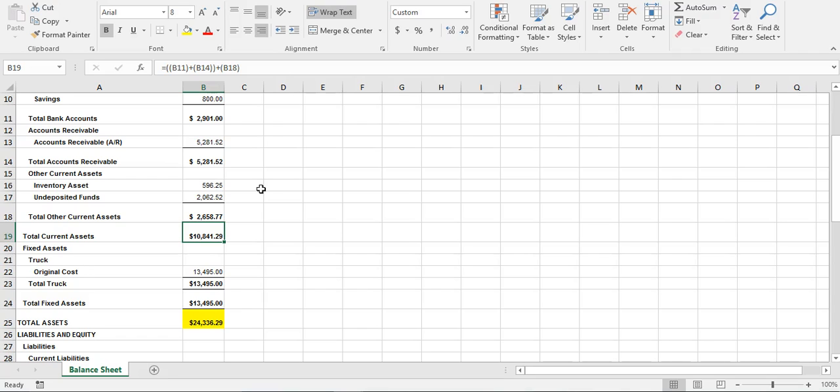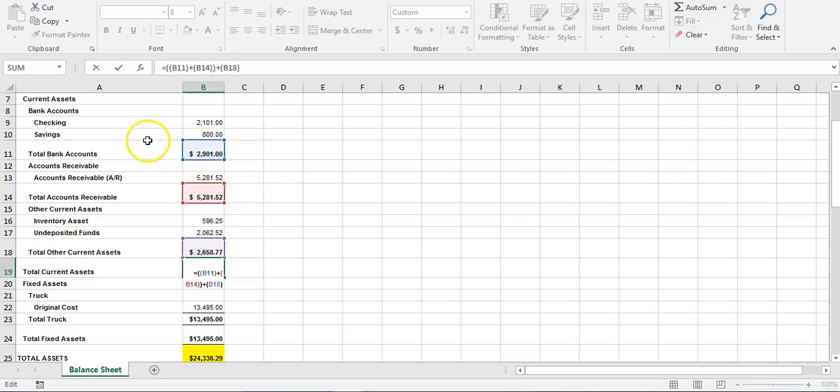So then this is your total other current assets besides your bank accounts and your accounts receivables, and money that hasn't been entered into the bank or inventory. Then you have your total current assets, and your total current assets is the total between all of those. So see how it sums up your bank and your accounts receivable and your other assets.